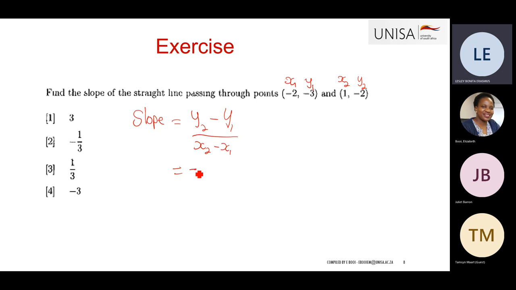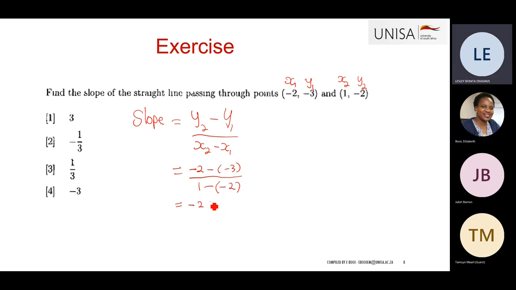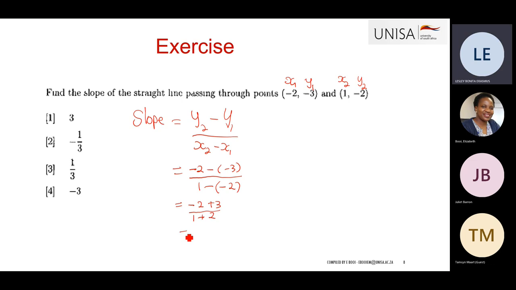So it's the minus 2 minus minus 3 over 1 minus minus 2. Okay, so that will be minus 2. Minus times minus is a plus. It's positive 3. So I got that right? 1 plus 2, yes.